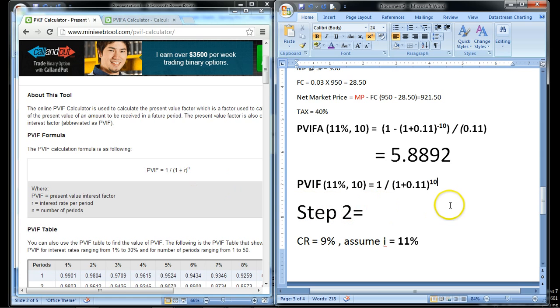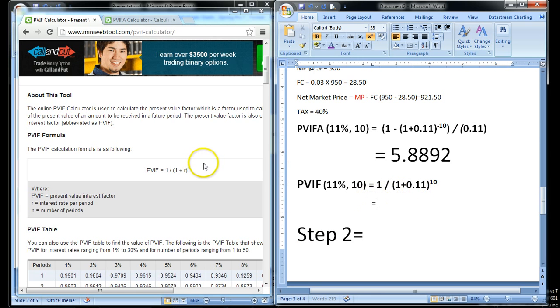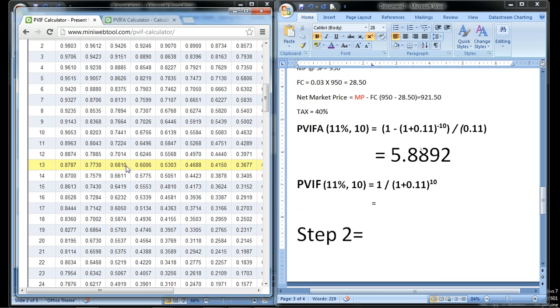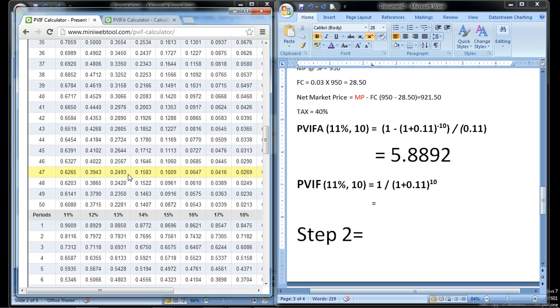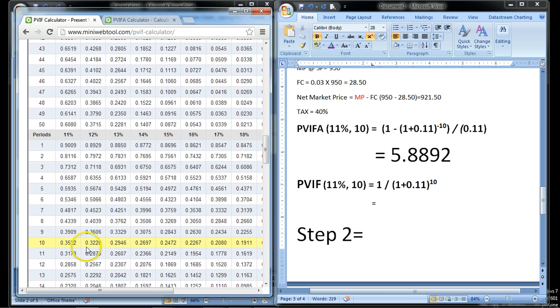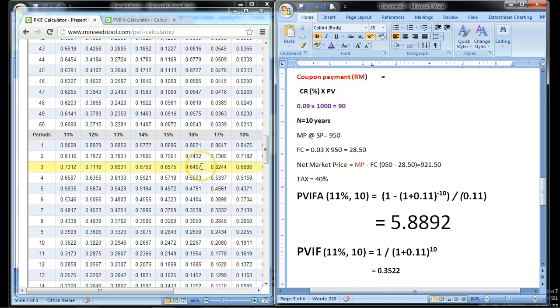Come calculate with me. 1 divide by 1 plus 0.11 power of 10. Then you will get your answer. Can I know the answer? Correct. You can use the tables, and remember when you calculate, you get the same answer. The answer here is 0.3522. If you use a financial calculator, you get the same answer.